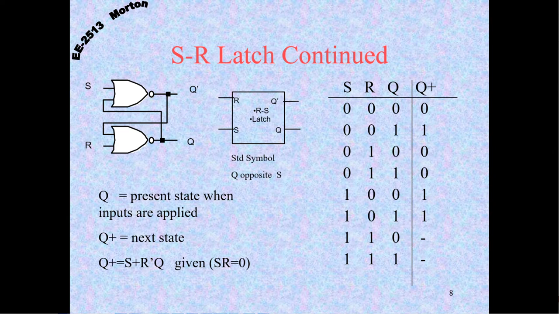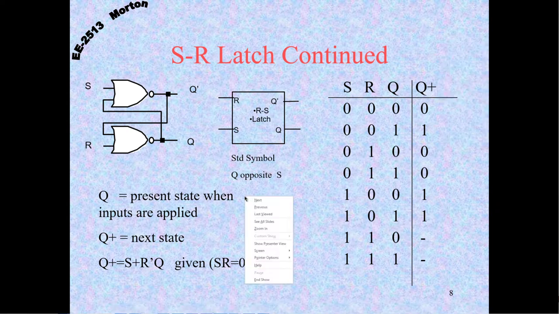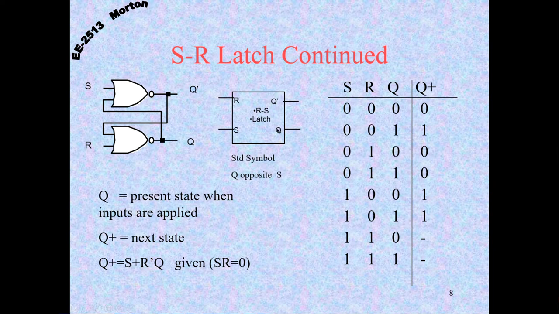And we also have this symbol. Usually we set it up as a square. We have S and R going in one side and Q and Q prime coming out the other side. All right. So anyway, here we have our symbol. R and S are our inputs. Q prime and Q are the outputs. Now notice when we write the symbol, we usually write Q prime opposite R and Q opposite S.